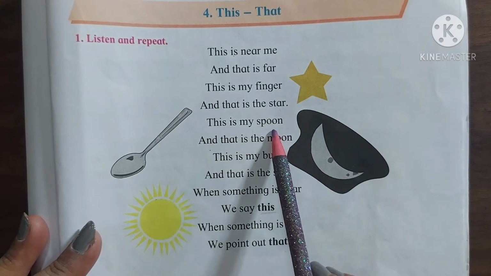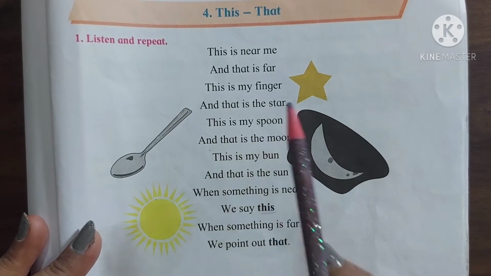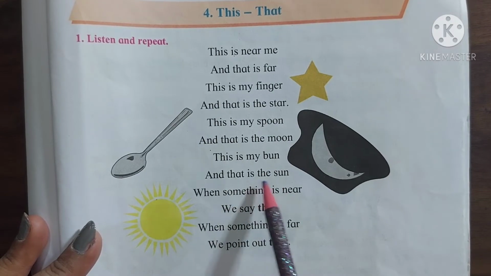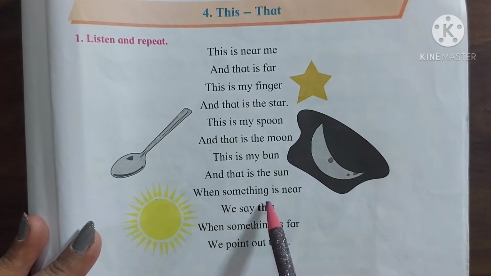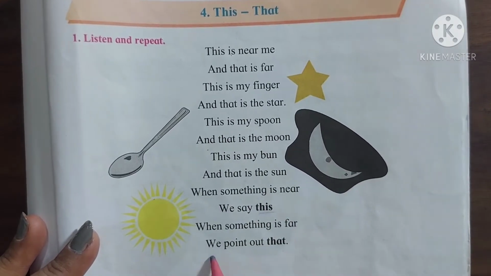This is my spoon. Spoon is near to us. So we say, this is my spoon. And that is the moon. This is my bun. Bun you know very well. Bun means bread. And that is the sun. When something is near, we say this. And when something is far, we point out that.